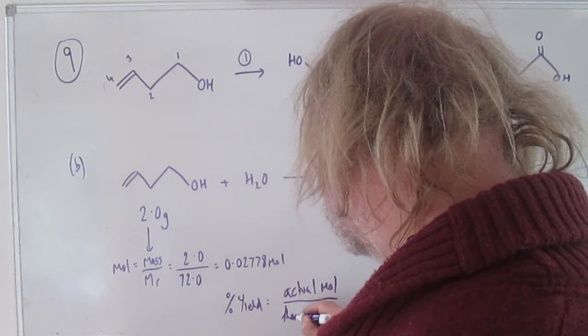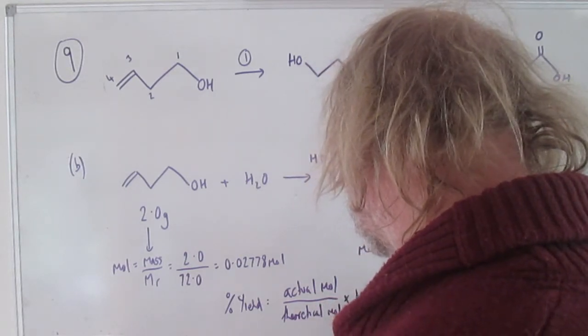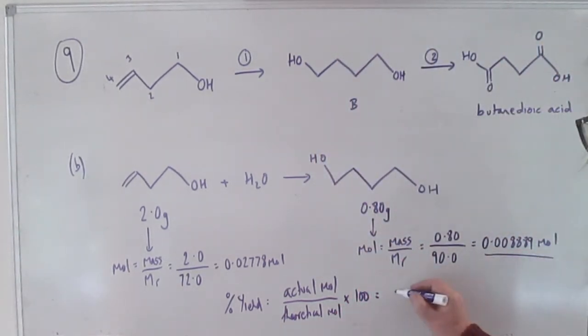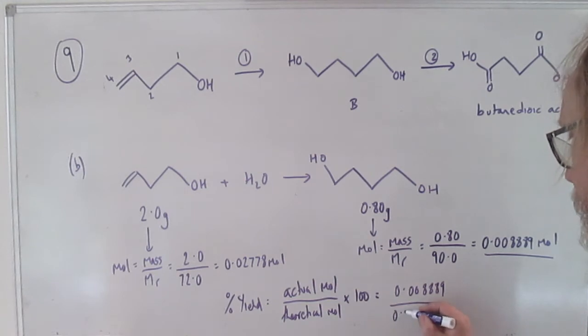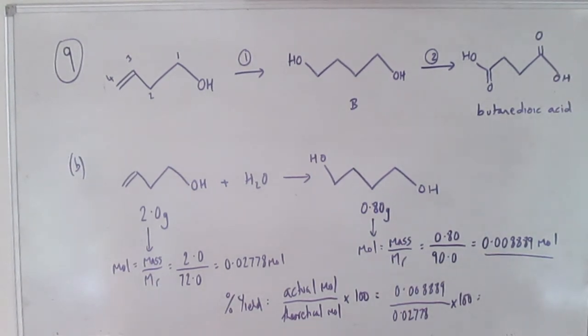moles times 100. So put these numbers in, that's the actual moles, 0.008889 divided by 0.02778 times 100, and that works out as 32%. Okay, so not a great percentage yield, and the Markovnikov thing is going to be the main reason why.